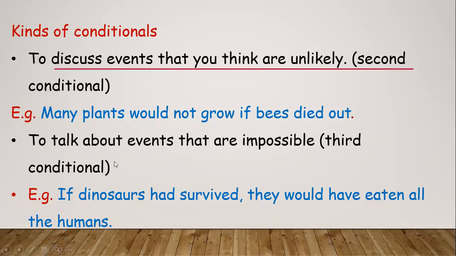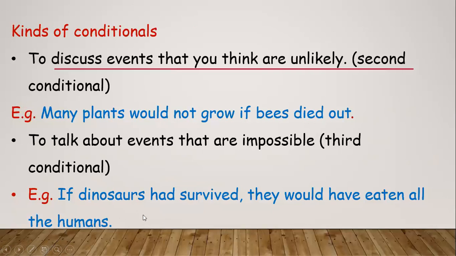So we have the example for the second conditional here. Many plants would not grow if bees die out. Look, in this example, the result is first: many plants would not grow. And the condition goes at the second part: if bees died out. So if I want to change the order, that is possible. I can say, if bees died out, comma, many plants would not grow, right?